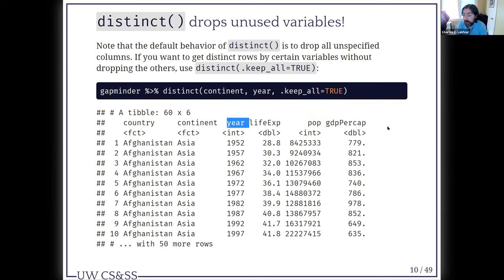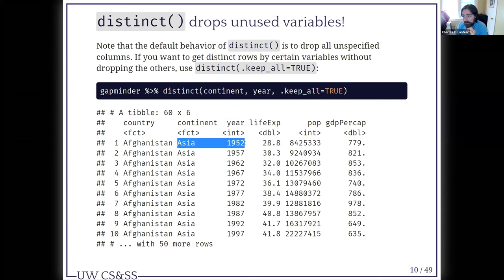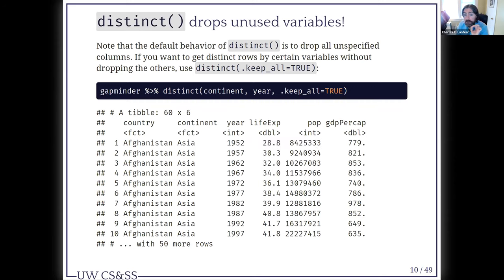Now, if you think about it, this doesn't make any sense. If I get the unique values of continent and year, how do I have a value for country, life expectancy, population, GDP per capita, because there are different values of these for every country in Asia for 1952, okay? What it's giving me is the first row in Asia in 1952, which happens to be Afghanistan with these values. .keep_all equals true will keep whatever would normally be dropped, but it rarely makes any sense, just as a heads up.